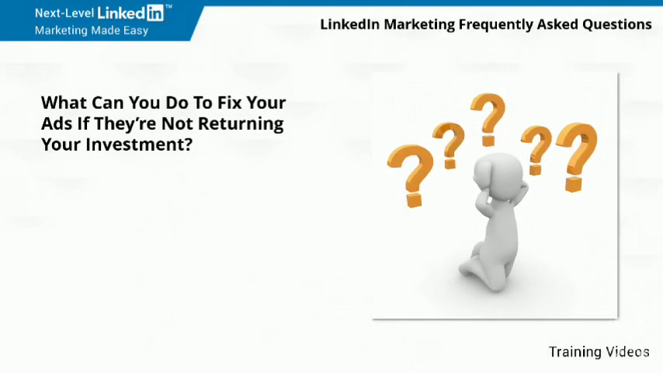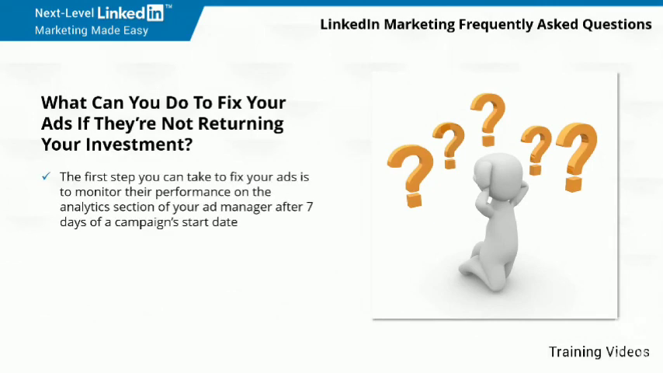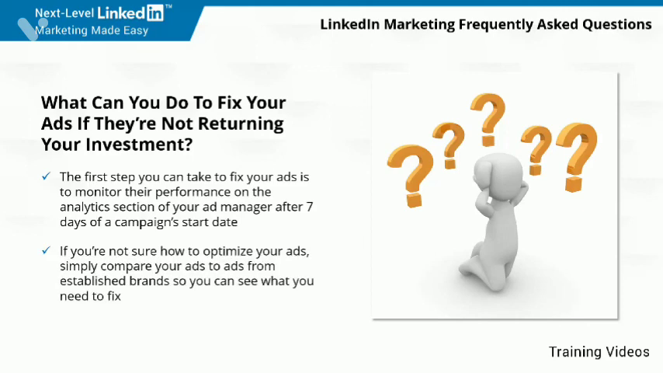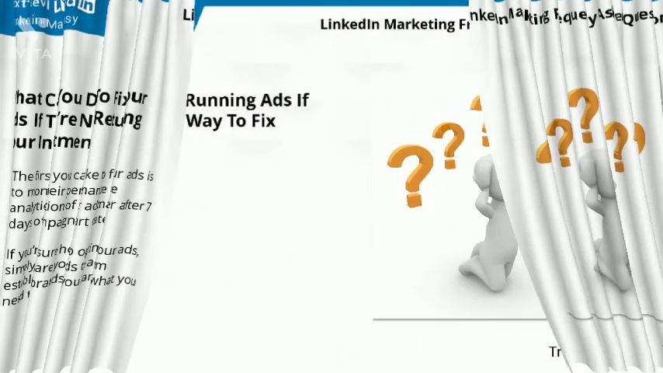What can you do to fix your ads if they're not returning your investment? The first step you can take to fix your ads is to monitor their performance on the analytics section of your ad manager after 7 days of a campaign start date. Then you can analyze metrics such as click-through rates, views, and sessions to see if people aren't responding well to your ad, to the content, or to the landing page. If you're not sure how to optimize your ads, simply compare your ads to ads from established brands so you can see what you need to fix.